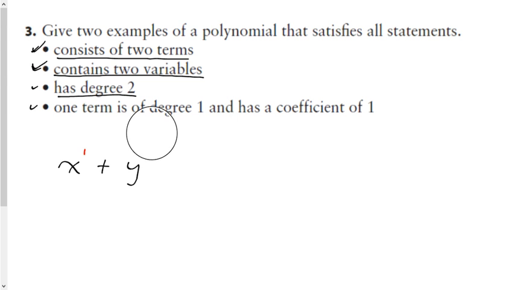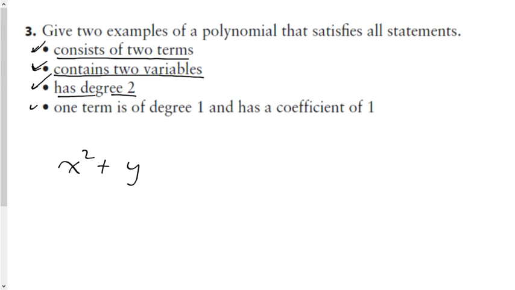But we can change that, can't we? One of these, we can simply slap an exponent of 2 on it. And now this term has a degree of 2, this has a degree of 1. So that entire binomial now meets the 3rd criteria. So we have 2 terms, yep. We have 2 variables, yep. We have a degree of 2, yep. And one of the terms has a degree of 1. Fortunately, that term already has a degree of 1.